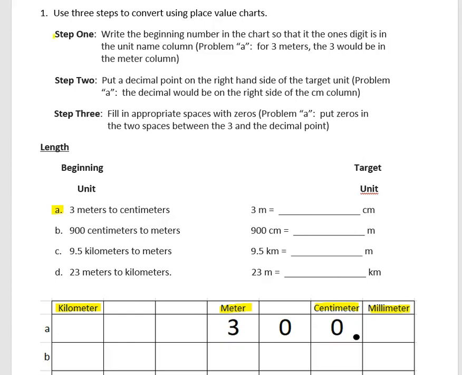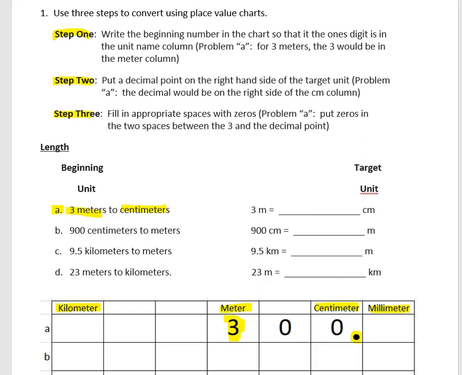For step 1, it says write the beginning number in the chart so that the ones digit is in the unit name column. For example, for question 1, we're going to convert 3 meters. So we have the 3 in the meter section. Step 2 says put a decimal point on the right-hand side of the target unit. Our target unit is centimeters. So you can see we have a decimal point on the right-hand side of the centimeter column.